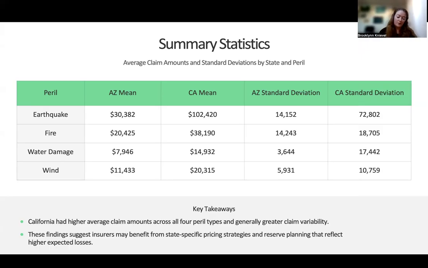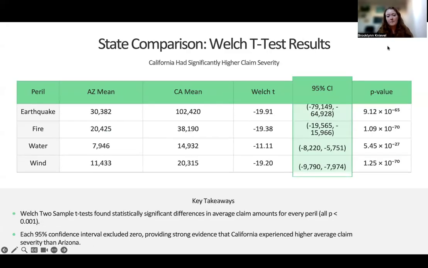And next up, we'll be talking about the Welch t-test results. As a review of our t-test results, in order to determine whether the differences we observed were significant, we performed Welch two-sample t-tests for each individual peril type. We selected Welch t-tests because they do not assume equal variances between Arizona and California, and our summary statistics showed greater claim variability, specifically in California.